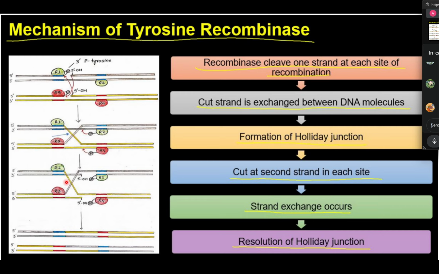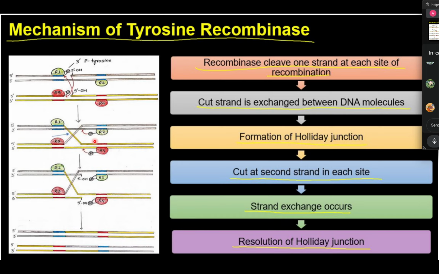And then there is a cut at the second site, which is right here, which is in the other strand, which was perfectly fine. This strand is broken, and then strand exchange will occur. So you see, this is black, then yellow, black, then yellow. So essentially, you exchange partner strands, and then the Holliday junction is resolved by cutting and pasting the DNA.